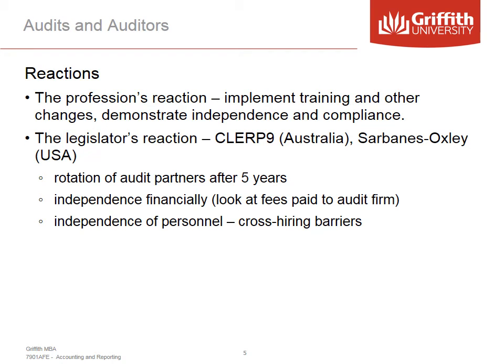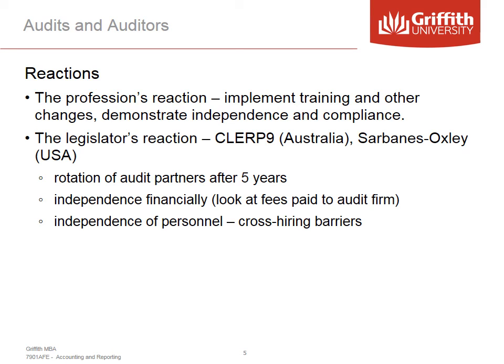These and other failures inevitably fueled community outrage, to which regulators responded. The profession responded by committing to rigorous training and reporting against independence standards. Regulators responded with legislation known in Australia as CLERP 9, that stands for Corporate Law and Economic Reform Program in its 9th version, and in the States the Sarbanes-Oxley legislation known as SOX. The legislation in both locations is similar in focus in that both require that audit partners rotate after 5 years of being in charge of a particular audit.